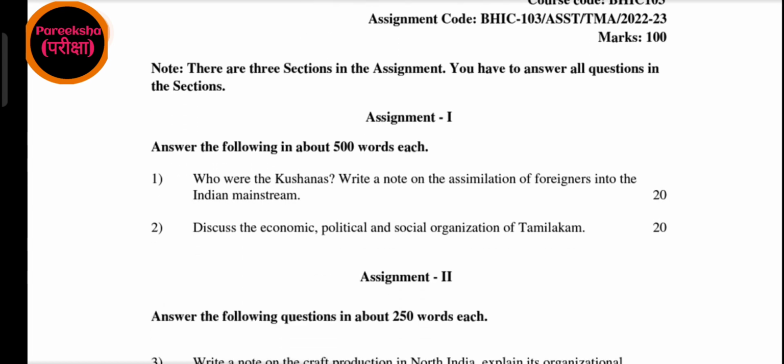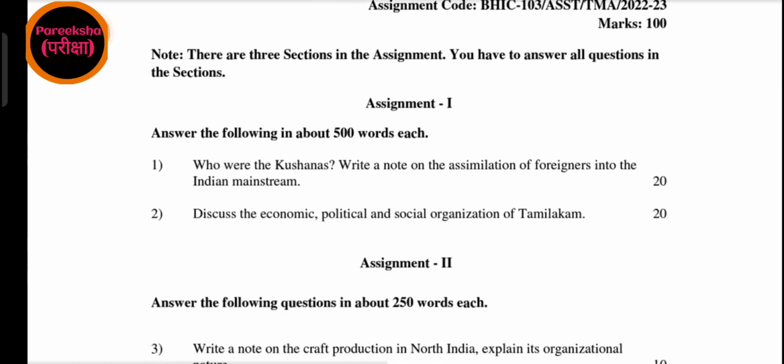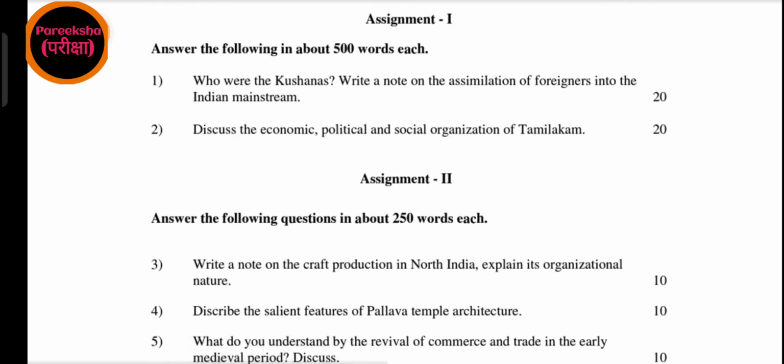असाइनमेंट 1 में 2 क्वेश्चन है, 500 वर्ड्स ईच है. The first question is: Who were the Kushanas, and write a note on the assimilation of foreigners into the India's mainstream. Second question is: discuss the economic, political and social organization of Tamilkam. 20 marks का है, so you should write at least 500 words, तो you should at least write 5 pages. 4 to 5 pages, not less than that.